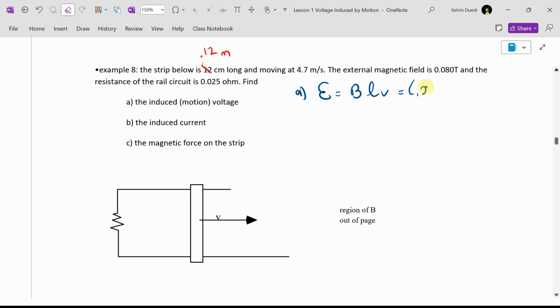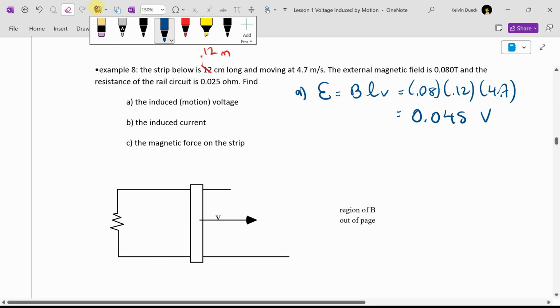It's going to be 0.08 times 0.12 times 4.7. How many volts will we get here? I don't think you're going to get terribly many. Jacob, what'd you get? 0.045 volts. Meh.